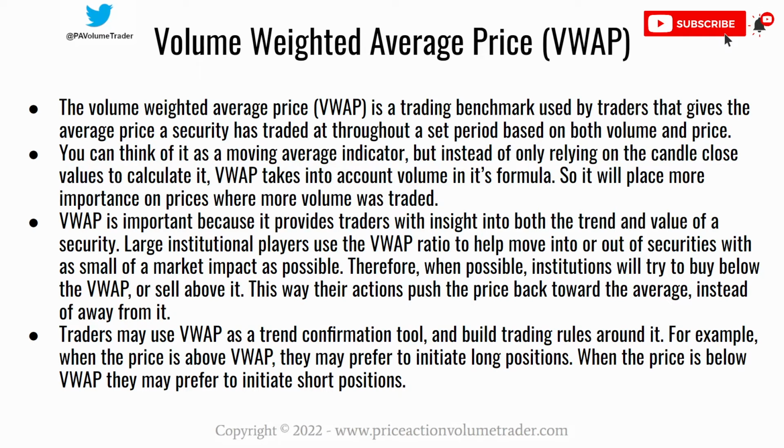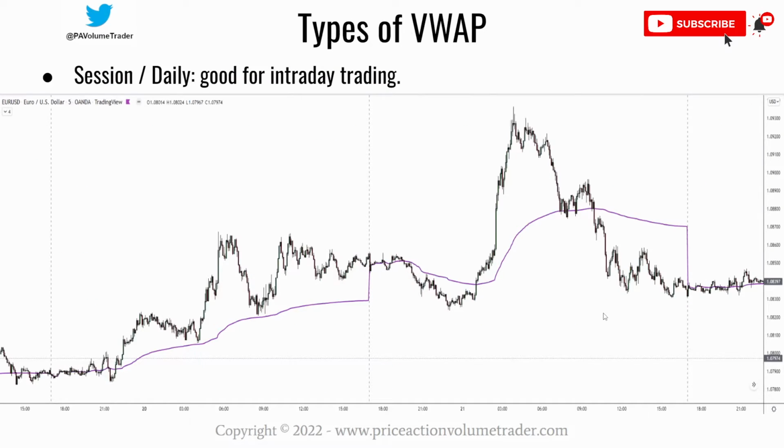Traders can also use VWAP as a trend confirmation tool. This is how I mostly use it in my day trading, to go with momentum. So basically when price is above VWAP, we may prefer to initiate long positions because momentum and volumes for buying are in control. So we are trying to go with the prevailing trend at that moment. And when price is below VWAP, then we may prefer to initiate shorts because we can see that the selling volumes and activity are stronger at that moment.